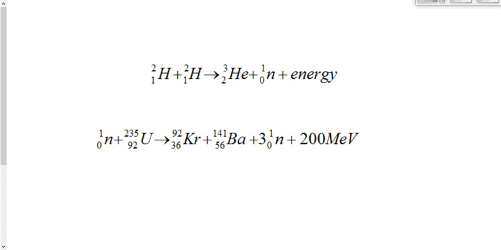I've got two reactions up on the board right now. One of them is a fission reaction, one of them is a fusion reaction. Can you tell me which one is which?